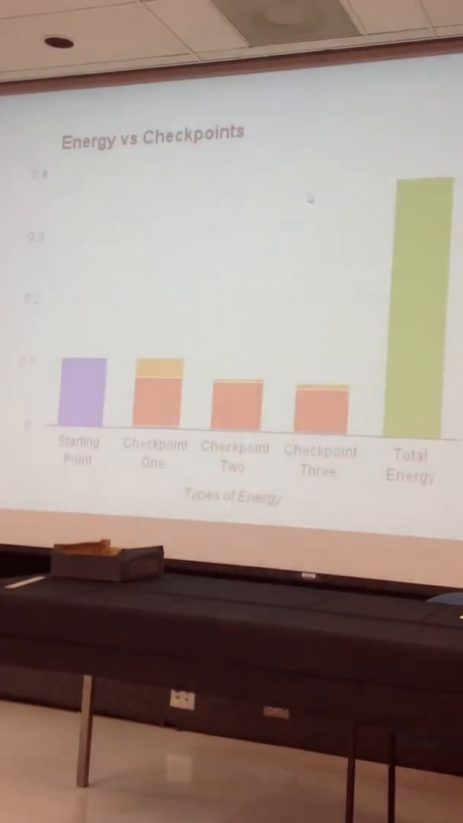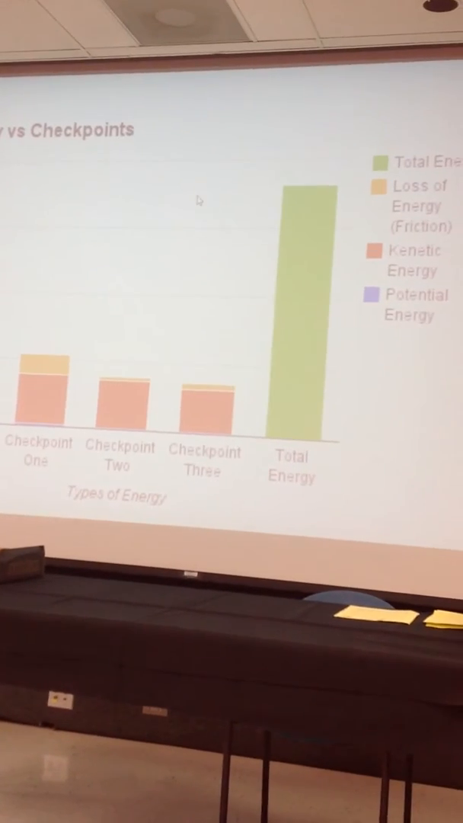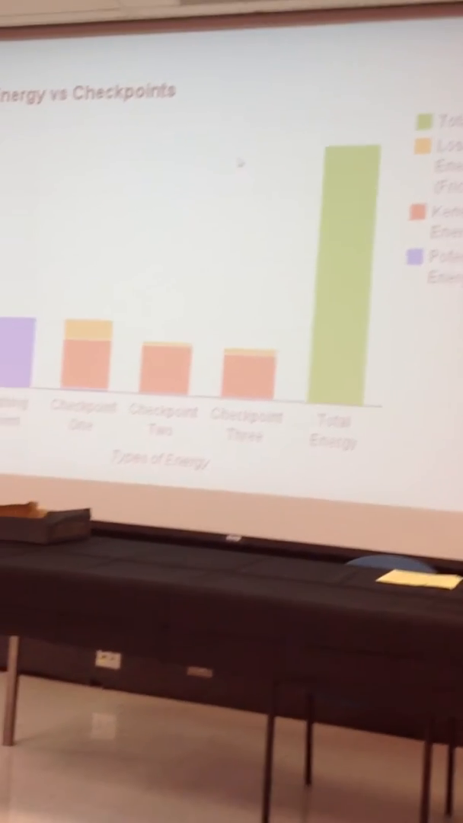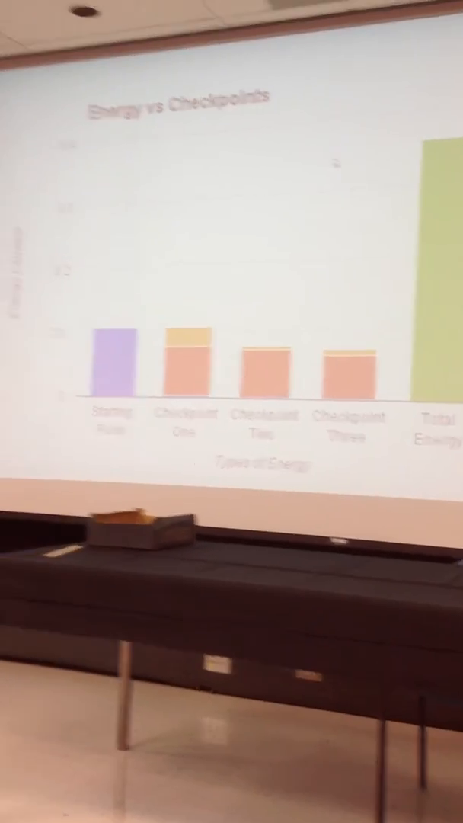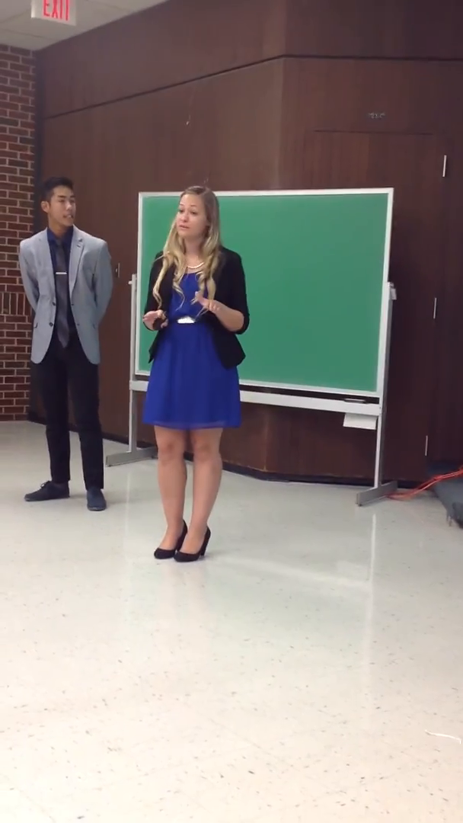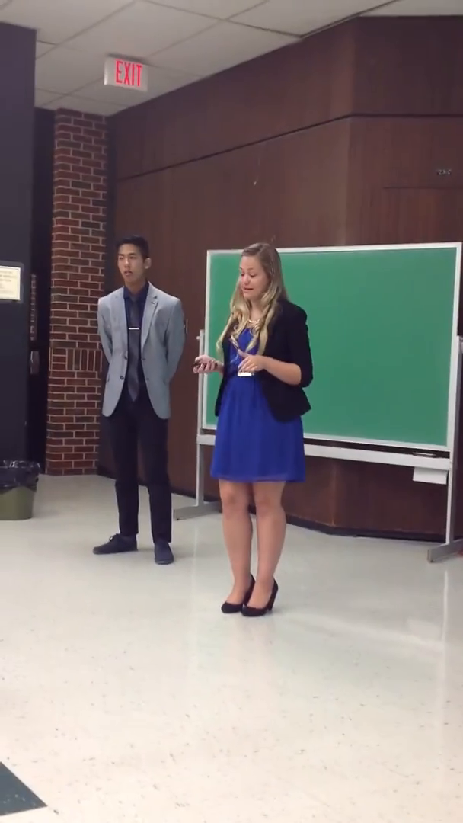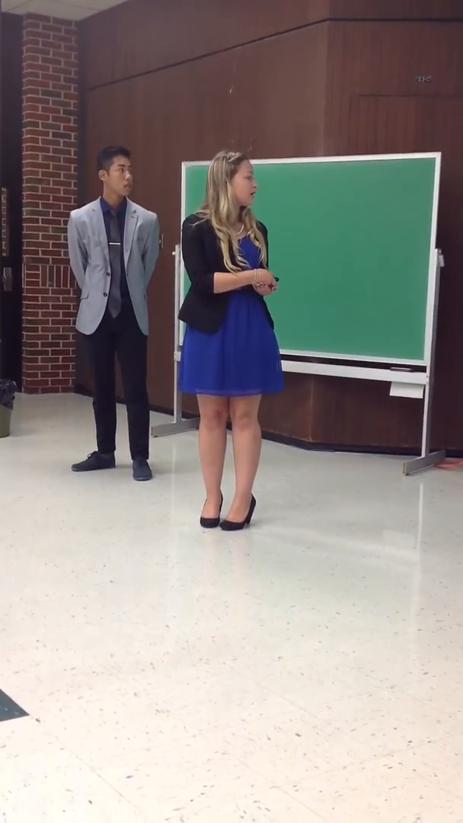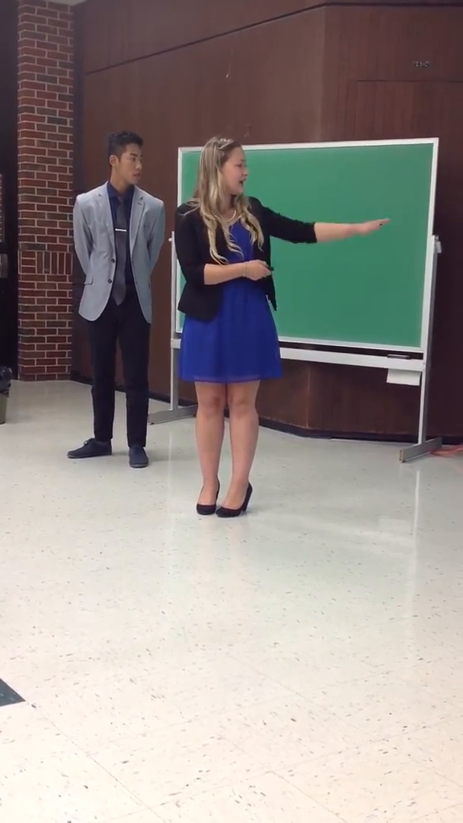And this is our chart for our energy versus checkpoint. The first bar is at the starting point, and as you can see, it only has potential energy. This is because the marble has not yet begun to move, so none of the potential energy has been converted into kinetic.